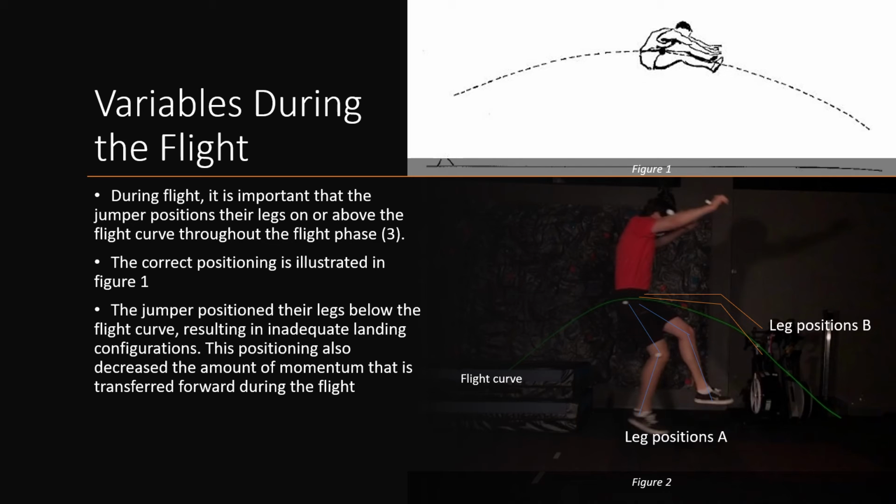Figure 1 represents the correct leg positioning relative to the flight curve. Represented in Figure 2 is the jumper and their leg positioning. The legs are clearly below the flight curve, which is represented in green. This would transfer the weight downwards, which would also decrease the amount of momentum that is being transferred vertically, where it's supposed to be. The jumper should move their legs from positions A to leg positions B, which are represented in orange. This would keep the legs above the flight curve, which would increase the amount of momentum that is being transferred to the front.